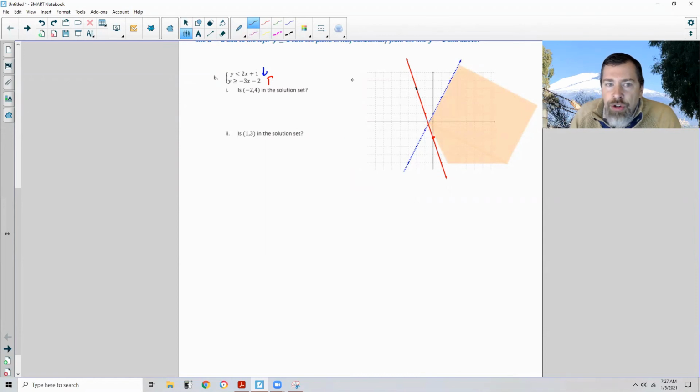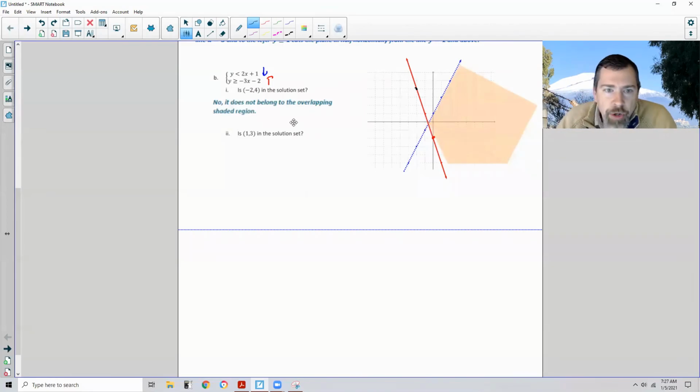And the answer is no. It satisfies the second equation, but it does not satisfy the first. Okay, so you say no, it does not belong to that overlapping shaded region. Is the point 1, 3 in the solution set? So I go over 1 and up 1, 2, 3.